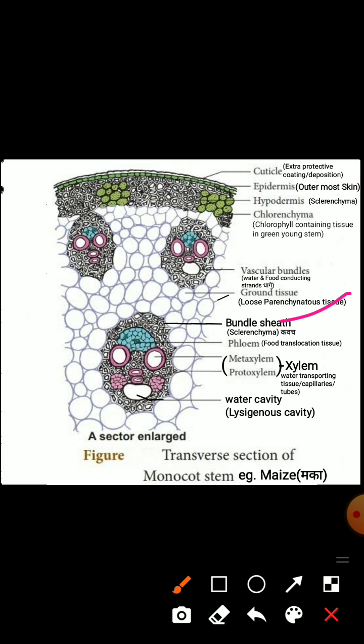Now, this bundle sheath totally covers the vascular bundle. So, all this is the bundle sheath. This is the sclerenchymatous bundle sheath. Bundle sheath means a protective kavach, a coating, a sheath, a cover around the xylem and phloem. Sheath means a kavach, and it is made up of harder sclerenchymatous tissue.